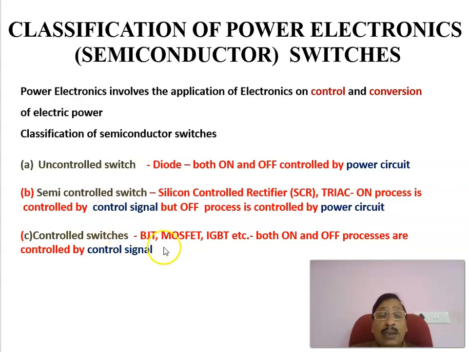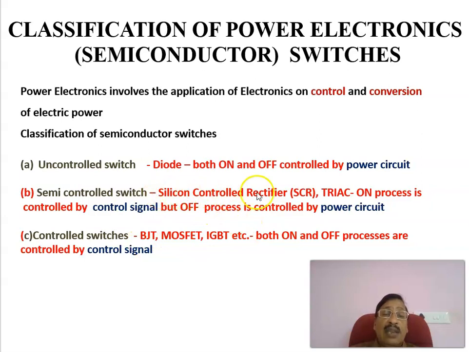For example, BJT, bipolar junction power transistor, then MOSFET, IGBT, etc. These switches can be switched on as well as switched off by giving a switching signal. It can be controlled by using the control signal. You can control the switching on as well as the switching off process of these semiconductor switches, BJT, MOSFET, IGBT, etc.